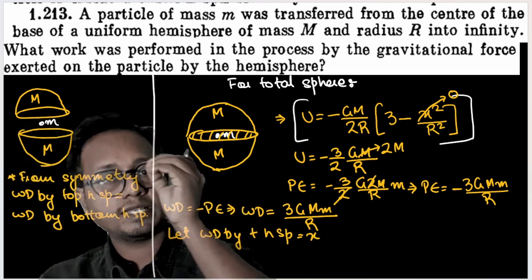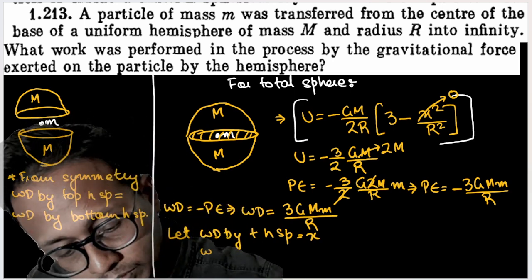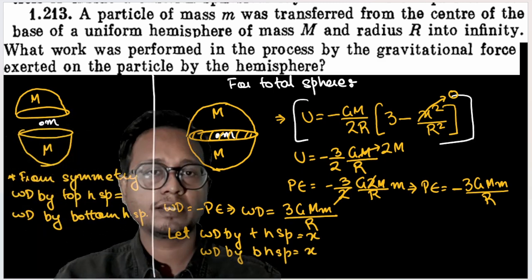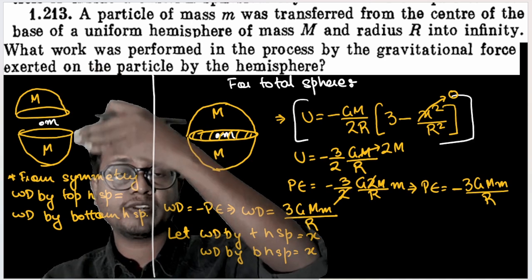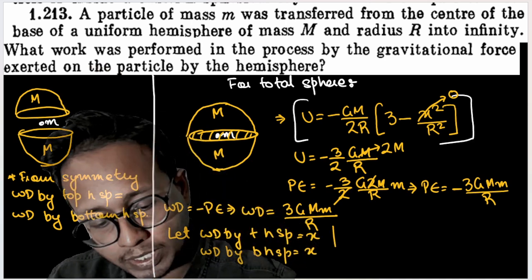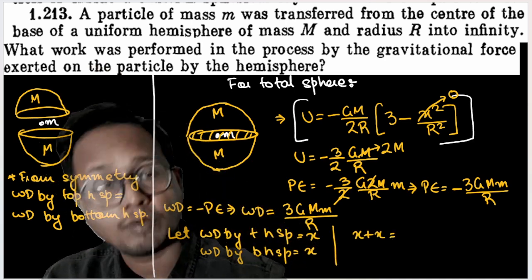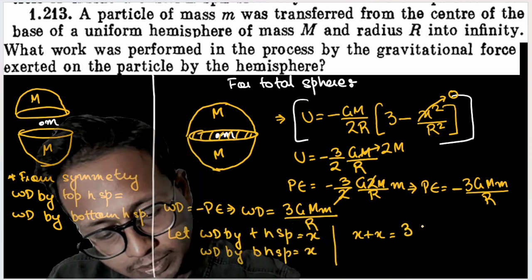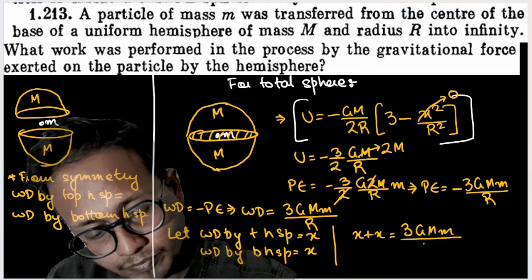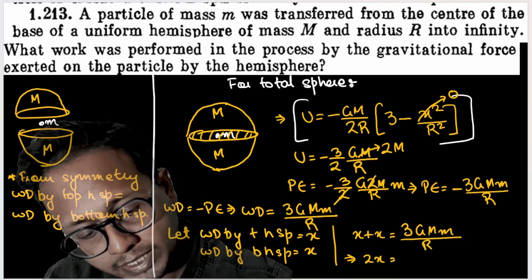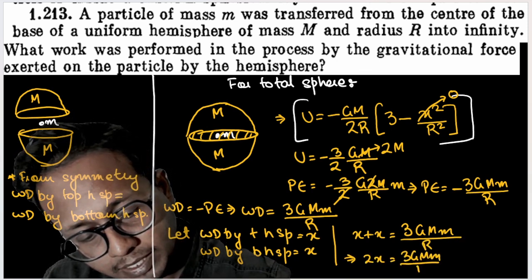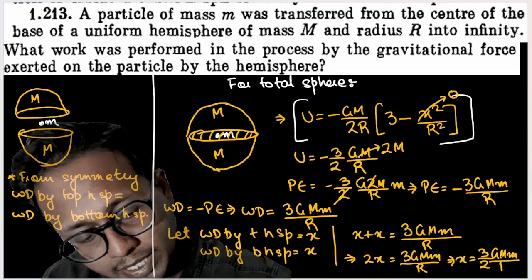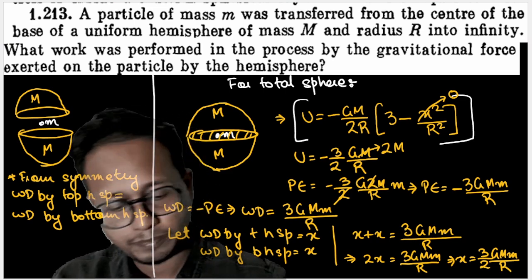So by symmetry, work done by bottom hemisphere is also x. Is there any other mass out here apart from top hemisphere and bottom hemisphere? No. So the total work done is x plus x. And what is the total work done? Total work done is 3GMm by r. If I solve this equation, 2x is equal to 3GMm by r and x is equal to 3 by 2 GMm by r. So this is the answer.